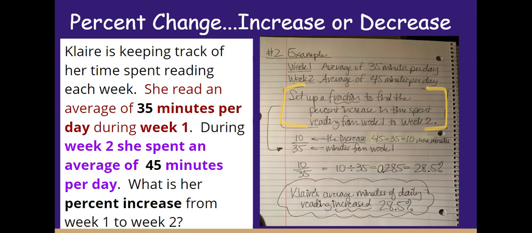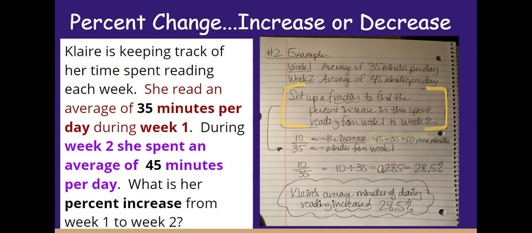So this time we can still find a percent, but her change is increasing rather than decreasing. If you look at my work to the right at the top, I'll go straight down from the top. Week 1, the average is 35 minutes per day. And I put that in bold and different colors in the story. So I hope that helps you identify. Week 2, the average reading time is 45 minutes per day. So right away, we're going to set up a fraction to find the percent increase in time reading from week 1 to week 2. So I have an arrow there showing you 10/35.